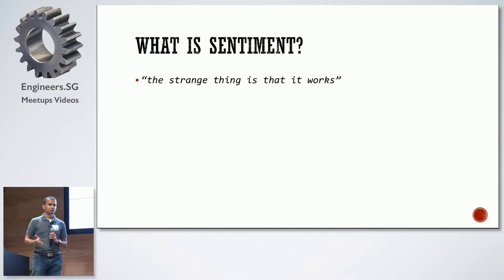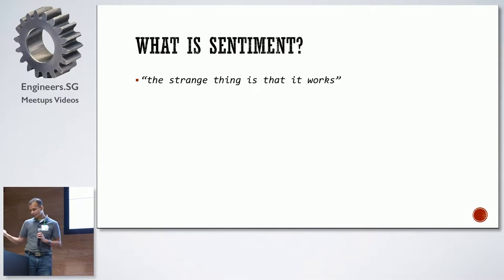All right, so what is sentiment? One of the fundamental problems with human language is that we all have different ways of talking, different accents, different grammar, and we speak at different speeds. One of the fundamental challenges is that sentiment, the word itself, has a gradient. There is no yes or no, true or false. So the strange thing is that it works.